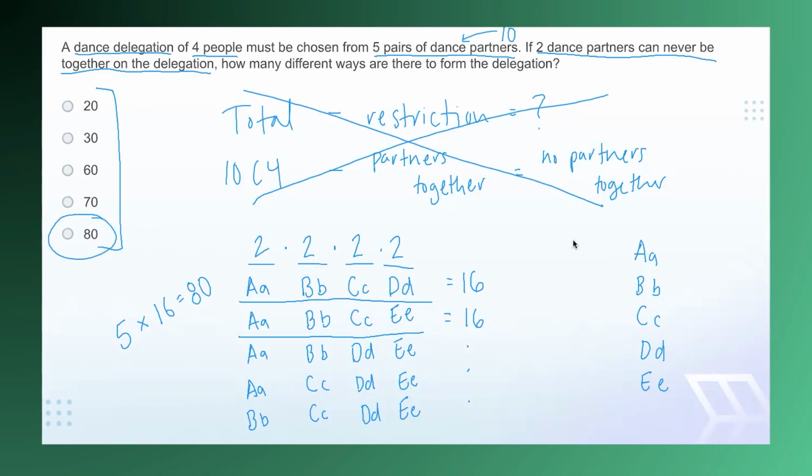Now, reflecting on what I did here, I essentially took my 5 couples, my 5 dance partner pairs, and I chose 4 of them. And then I recognized that for each of those combinations of 4 couples, I would have 2 times 2 times 2 times 2, or 2 to the 4th arrangements or permutations. So essentially what I did was a 5 choose 4 combination, 5 couples, choose 4 of them, times 2 to the 4th for each of those combinations. And that gives me my answer of 80.